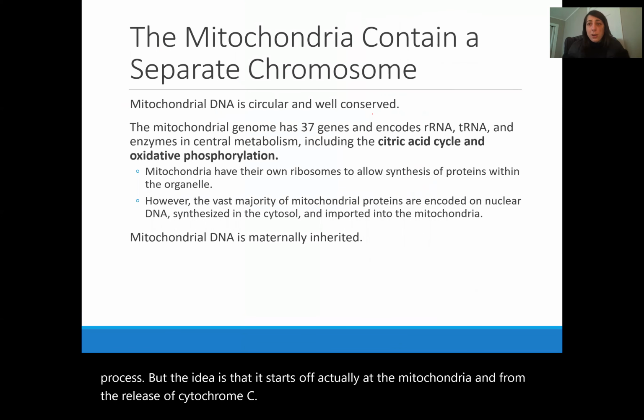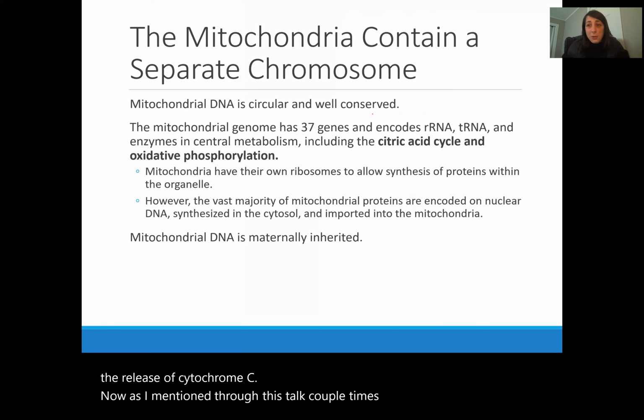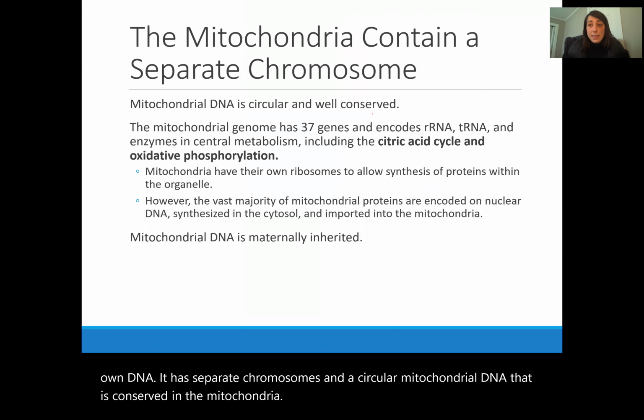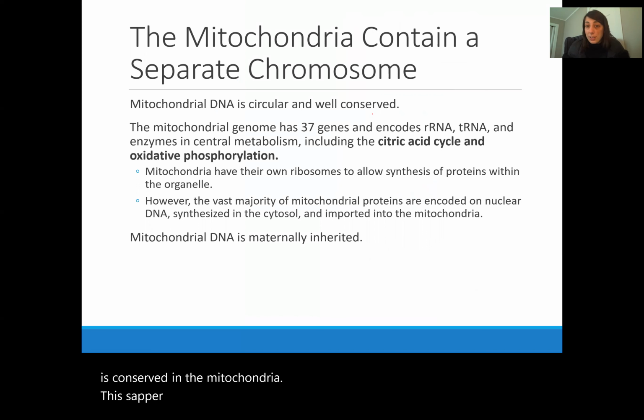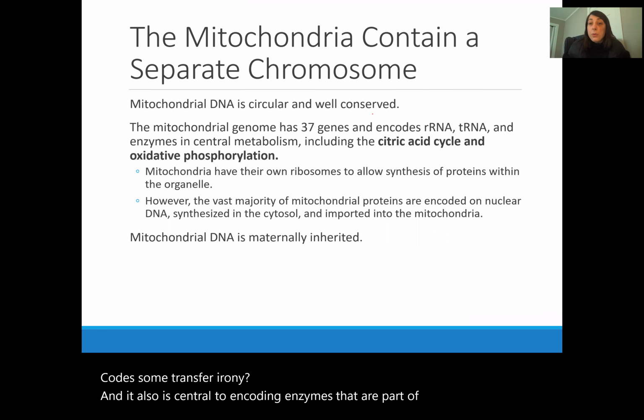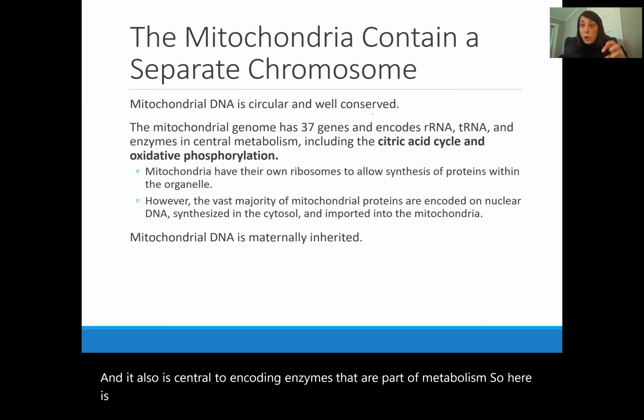Now, as I mentioned through this talk a couple times, mitochondria also has its own DNA. It has separate chromosomes and a circular mitochondrial DNA that is conserved in the mitochondria. This separate genome has 37 genes. It encodes ribosomal RNA, it encodes some transfer RNA, and it also is central to encoding enzymes that are part of metabolism. So here is where the actual encoding information for things, enzymes for part of the citric acid cycle and part of oxidative phosphorylation actually live.